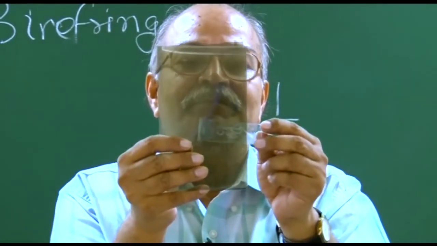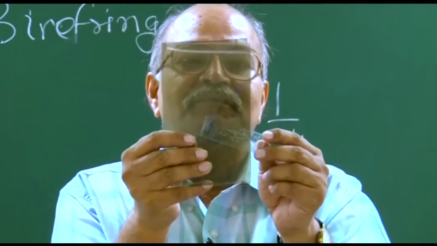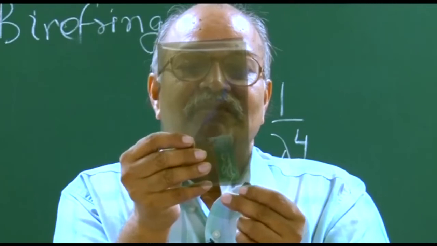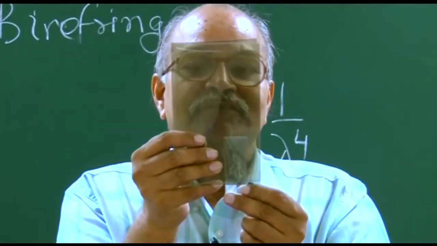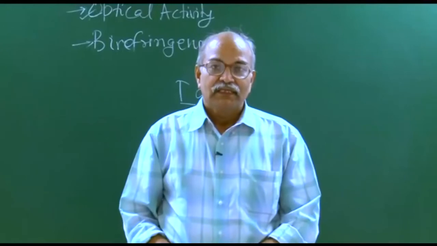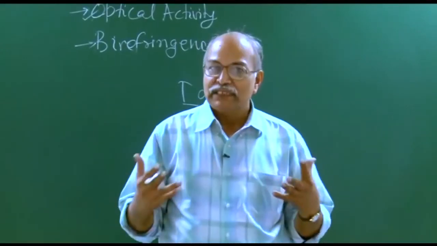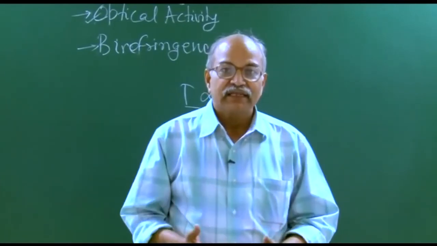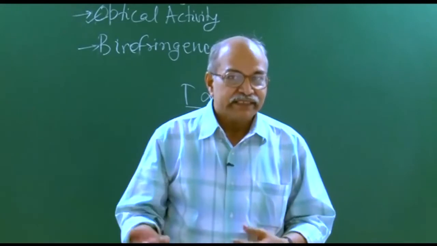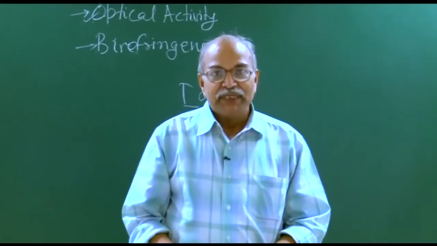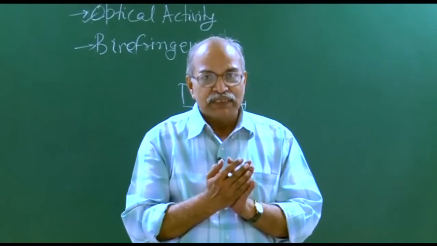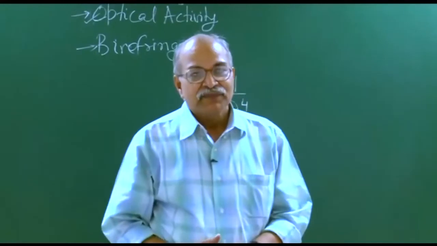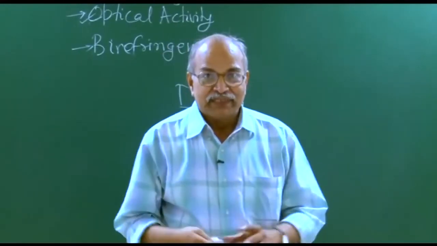Transparent. No color. Greenish. Again, no color. Now there are various other combinations possible. I had put one layer, two layer, three layer. You can do more layers and see. I had put it between parallel polarizers. You put it between perpendicular polarizers and see the colors. They will be different. Now, why these colors appear?